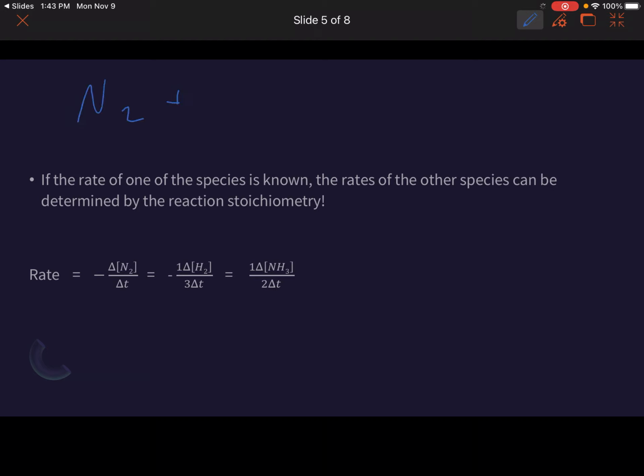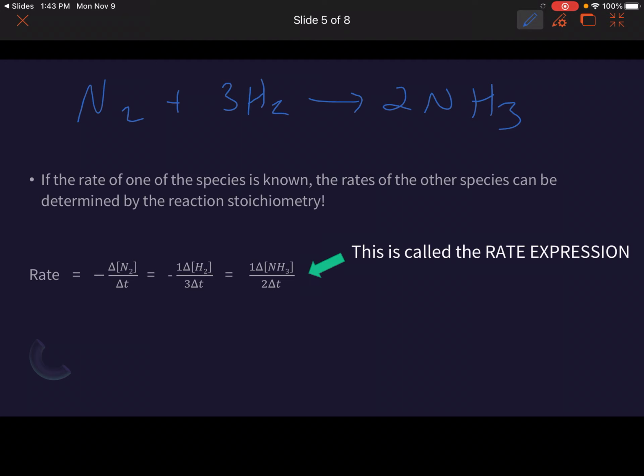So remember, we've got our N2 plus 3H2 goes to 2NH3. And so we can build this expression here, which is called the rate expression. And I'm just going to rewrite it underneath here because I want you to pay attention to the fractions here. So the rate is going to be equal to, now remember, if it's being consumed, you're going to have a negative rate. So negative delta, we use square brackets to show concentration, N2 over delta t, equals, and then we have negative 1/3 delta H2 over delta t equals, and now we have to go positive because the NH3 is being produced, right?